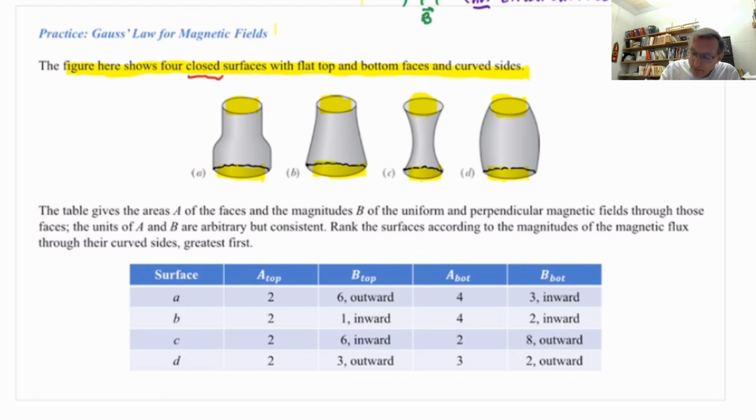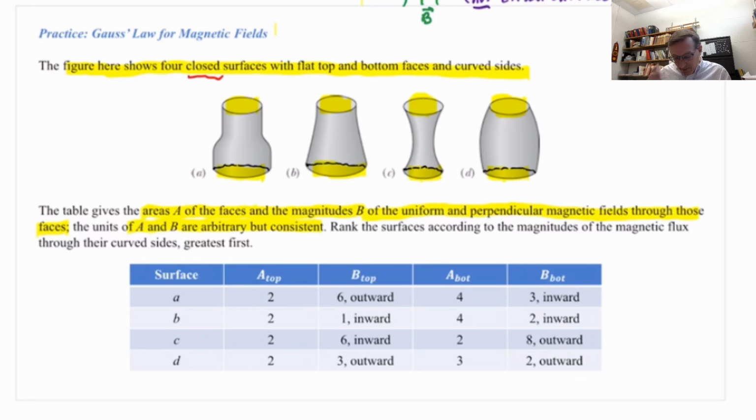Okay, then we have a table here, as you can see, for the four surfaces, A, B, C, and D. And in this table, we are given the area A of the top face and the bottom face, and the magnitude of the magnetic field B, which is uniform and perpendicular through the face. The units of area and magnetic field are arbitrary but consistent. So let's look at the table.